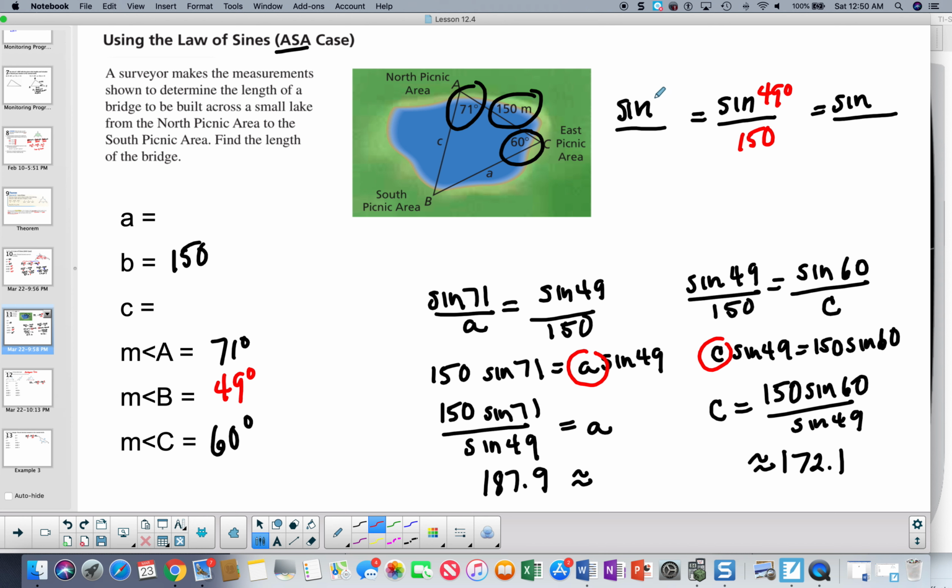And then I'm going to write the 71 here. And opposite angle A is little a. The other angle that's remaining is 60, and the opposite side is C, and that's going to help me. I want to work with these two right now. I cross multiplied, and I isolated my A, and I got A to be approximately this. So that's what I'm going to write right here on A, 187.9. Now I'm going to use these two right here. Okay, and I'm going to cross multiply, and I find C, and when I get C, I get this number, 172.1.